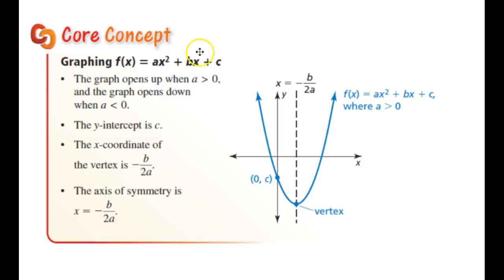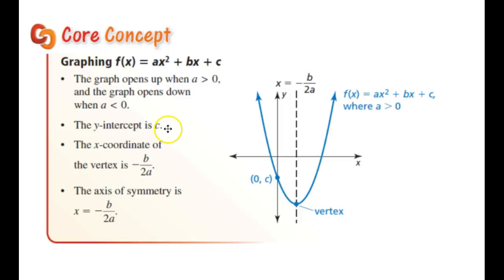So here's our core concept. When I'm graphing this quadratic in standard form, here are some things that I need to know. I know that the graph opens up when a is greater than 0. If this is positive, I know it's going to open up, and it opens down if this is negative. The y-intercept, where it crosses the y-axis, is this c value. That's what we kind of looked at in the last section, but that's always going to be my y-intercept. And I know that is because my y-intercept happens when my x is 0. So if I plug in 0 for both of these x's, I end up with this c value. So my y-intercept is c.